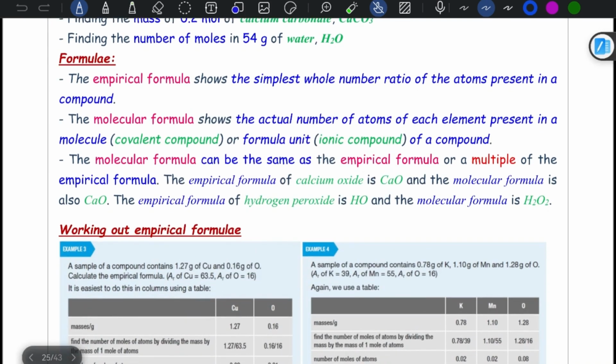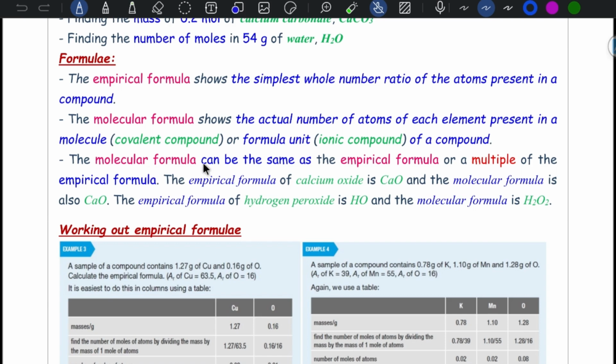When we talk about formulae, we have different types of formulae. Empirical formula, for example, is considered as the simplest whole number ratio of the atoms present in a compound. While molecular formula shows the actual number of atoms of each element present in a molecule, in the case of a covalent compound, or present in a formula unit in the case of an ionic compound. When we talk about an ionic compound, we cannot say molecule. We just say formula unit for ionic compounds, and molecule can be used for covalent compounds.